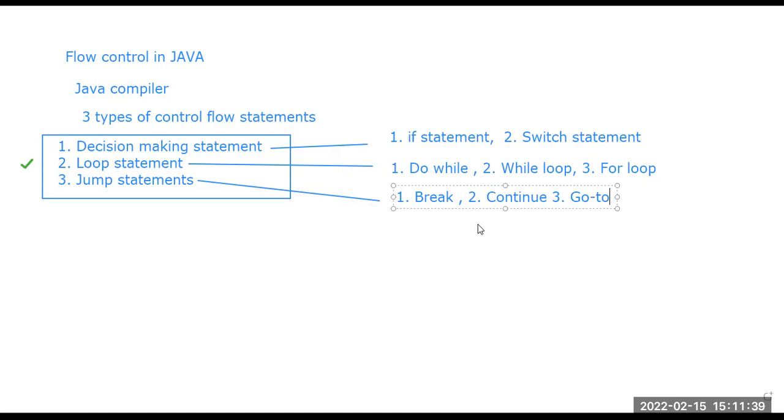So initially there are decision making, loop statement, and jump statement. Under decision making, there is the if statement and switch statement. Under loop, do while, while, and for loop. Under the jump statement, it can be break, continue, and go to statement. So thank you for reminding me of this go to part. Now let's talk about each and every part.